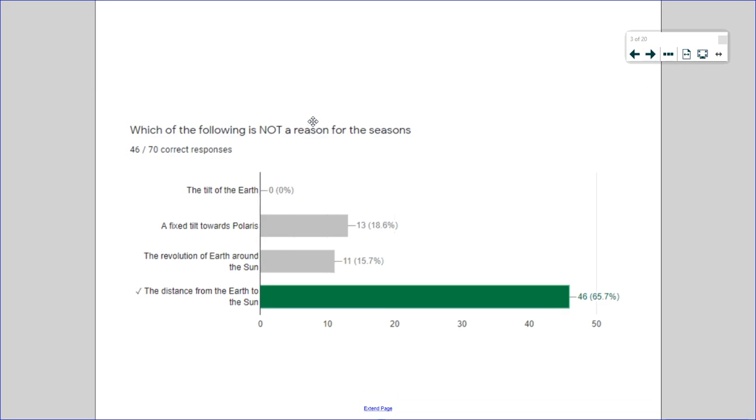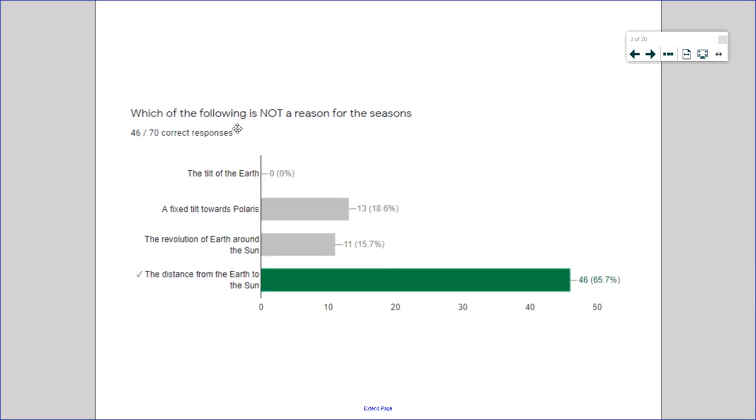All right, so one of the things I wanted to go over today is the last question in the exit ticket from yesterday. Which of the following is not a reason for the seasons? In my video, I did a pretty good job explaining that the tilt of the Earth, that fixed tilt towards Polaris, and the revolution around the Sun is what causes the seasons. But only 66% of you chose the right answer, which is that the distance from the Earth to the Sun has no impact on our seasons, and that's true. So make sure that you don't fall into this trap.